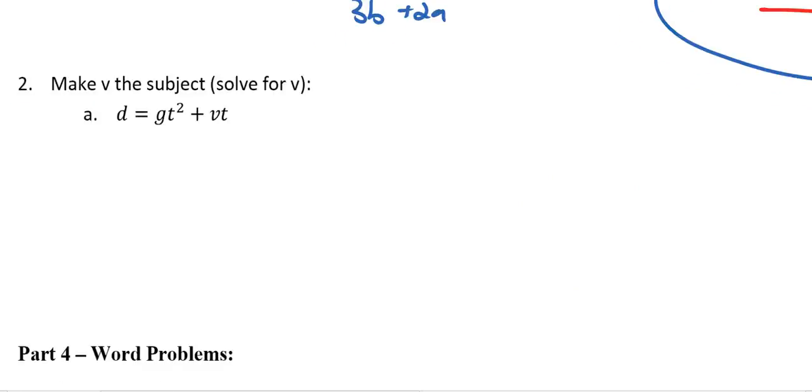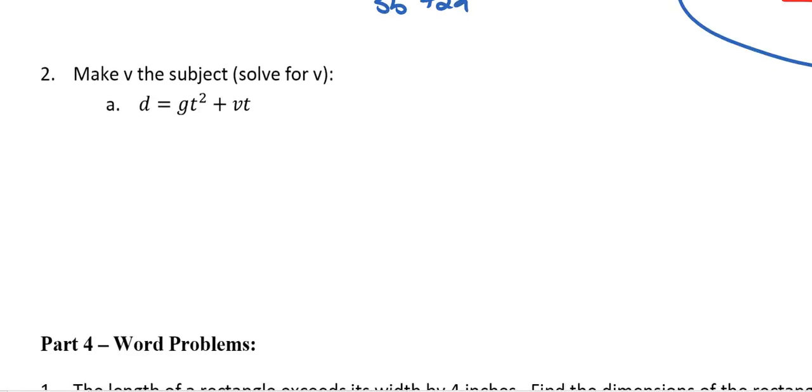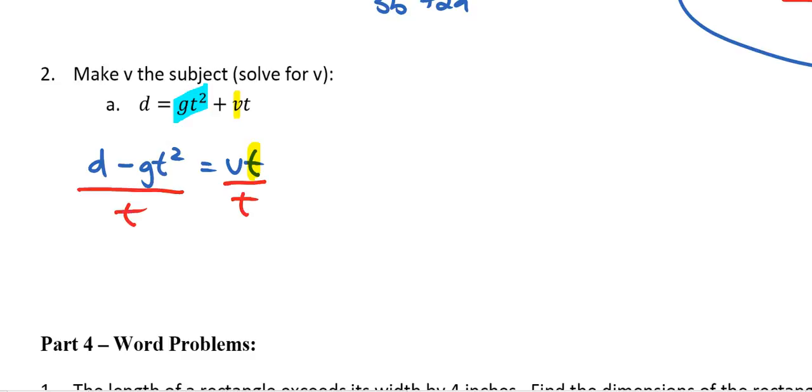Okay, let's move on here. Question number 2, make v the subject and solve for v. Okay, so here's my v, I need to solve for that. So this gt squared, let's move that to the other side. So that's going to be d minus gt squared equals vt. Now I have this t, I need to get rid of that. Since v and t are multiplying, the opposite of multiplying is dividing. So I divide both sides by the t, and those cancel off, and then just v equals d minus gt squared over t.